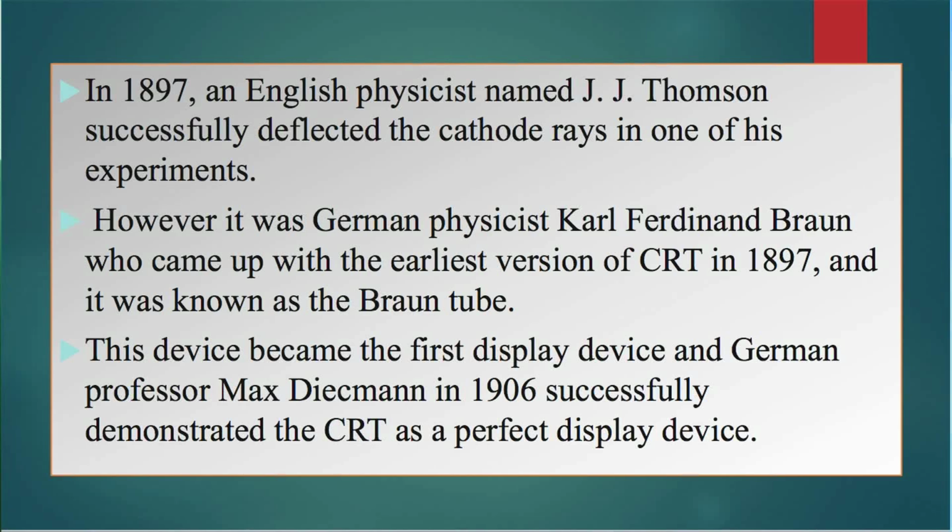It was a cold cathode diode with a phosphor-coated skin. This device became the first display device, and one German professor in 1906 successfully demonstrated that this CRT is a perfect display device. Since then, CRT has become an integral part of modern television.